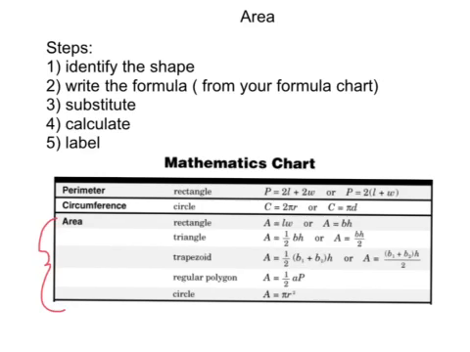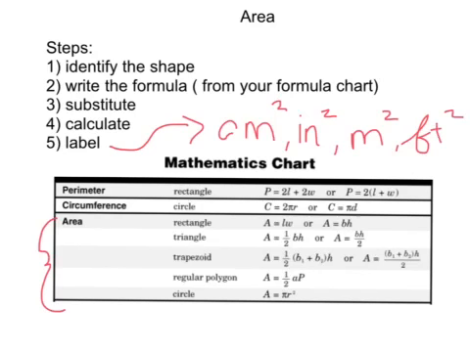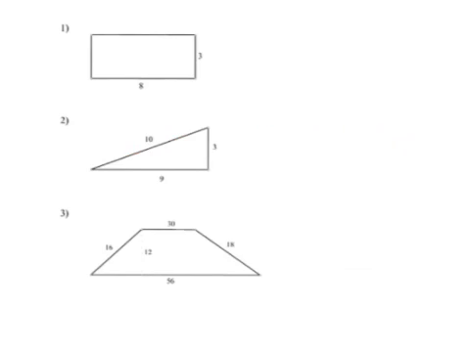Now, let's talk about this label for just a second. For area, since you are finding the area of a two-dimensional object, we are going to always label it with a squared: centimeters squared, inches squared, meters squared, feet squared. Area is always squared. So make sure at the end of your area, that's what you're doing. We're going to multiply or add, do our formula, and label it correctly. We're going to dive right into examples.